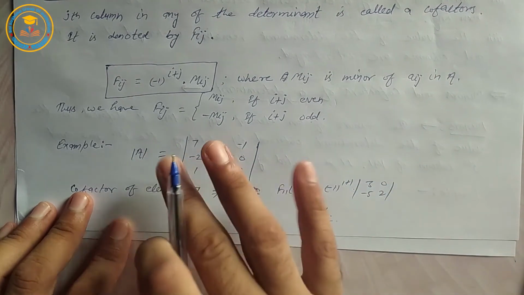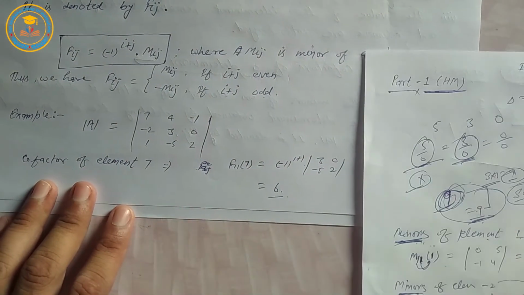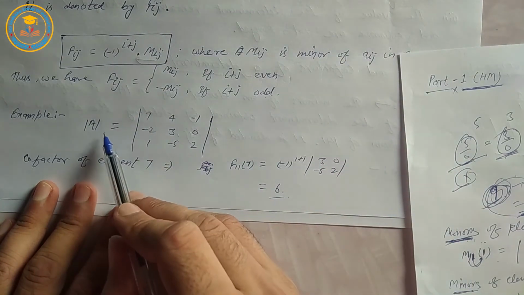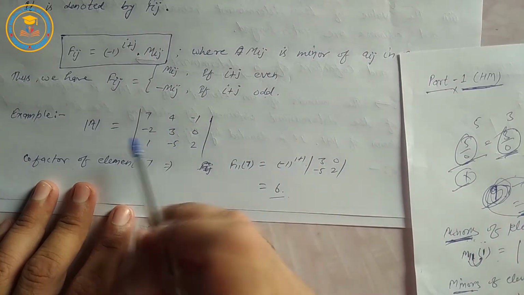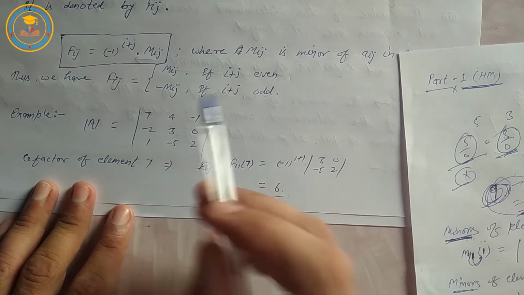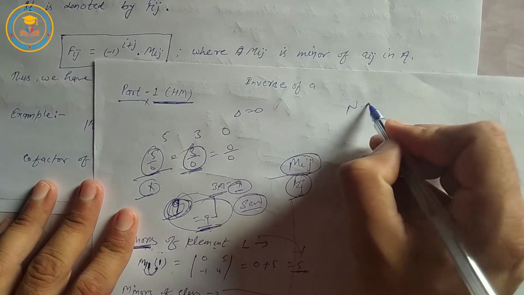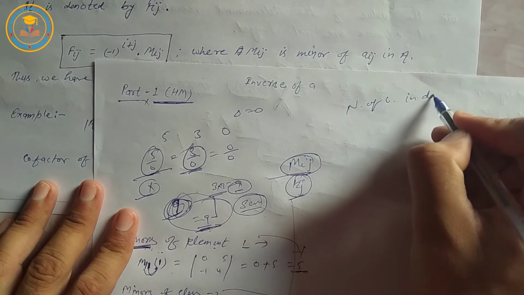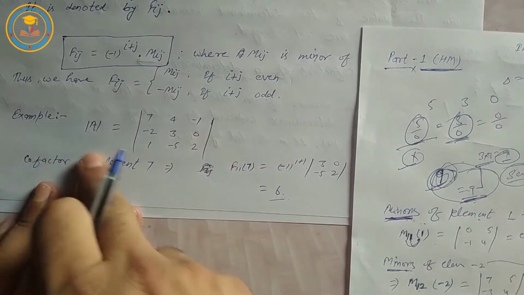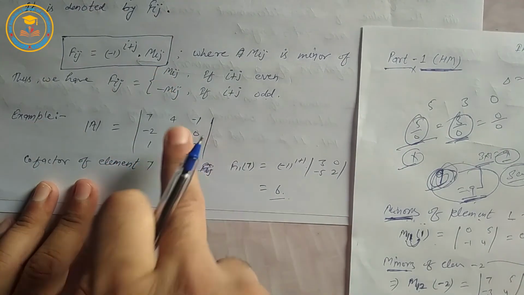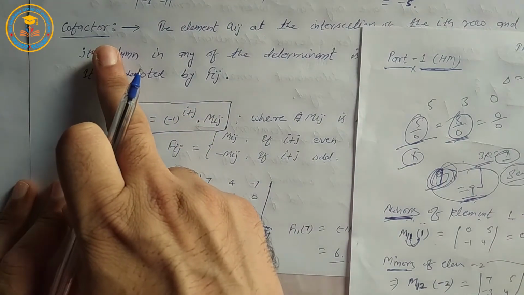For example, determinant A. Number of elements in determinant A is equal to 9: 1, 2, 3, 4, 5, 6, 7, 8, 9. It means number of cofactors in determinant A is equal to 9. Number of elements in determinant A is equal to 9, and number of cofactors in determinant A is equal to 9.